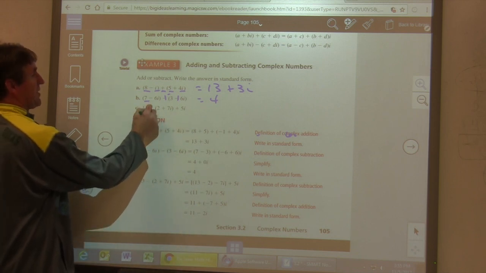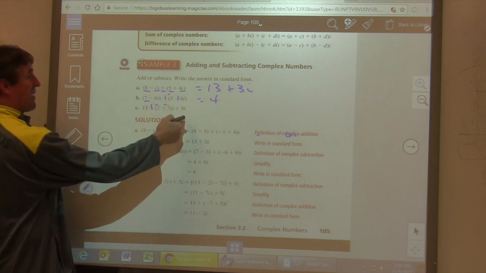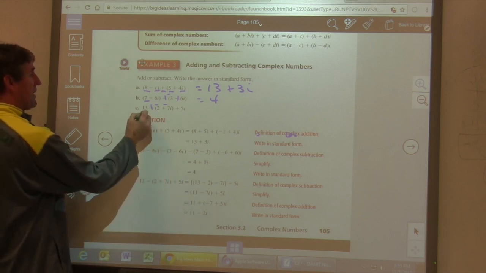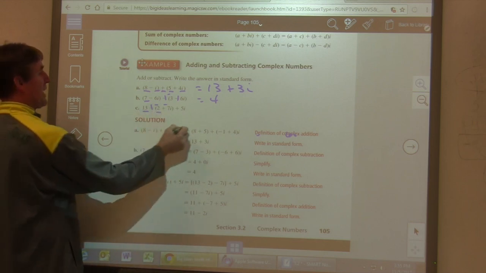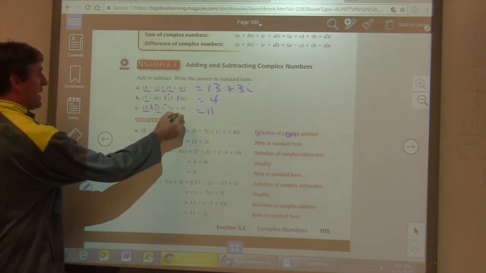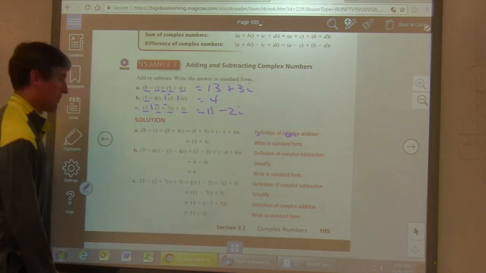Again, it's minus in front, so I change it to addition, change those signs. It doesn't change the 5i because that's outside the parentheses. So now combine like parts, so we have 13 plus a negative 2, which would be 11. And then we have a negative 7i plus 5i, which would be a negative 2i.